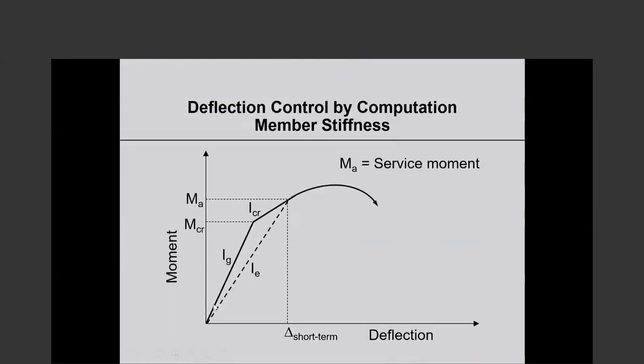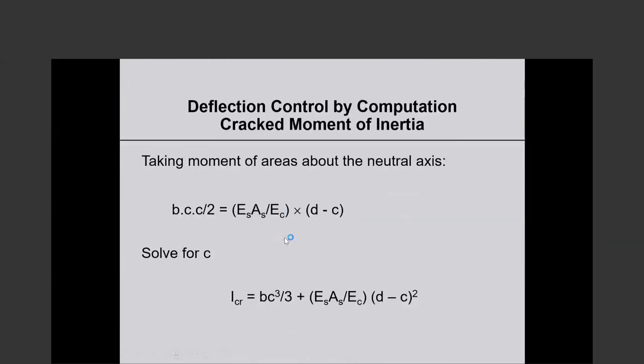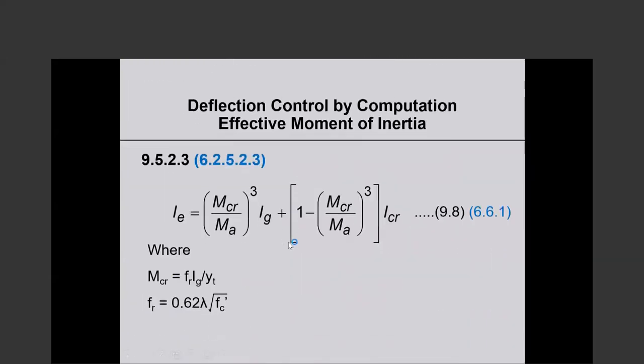Okay. So this is the gross moment of inertia. This is the cracked moment of inertia, much lower. You are supposed to use this effective moment of inertia, as given by this expression, in your immediate deflection calculation. And then the long-term deflection will be a multiplier of that deflection.